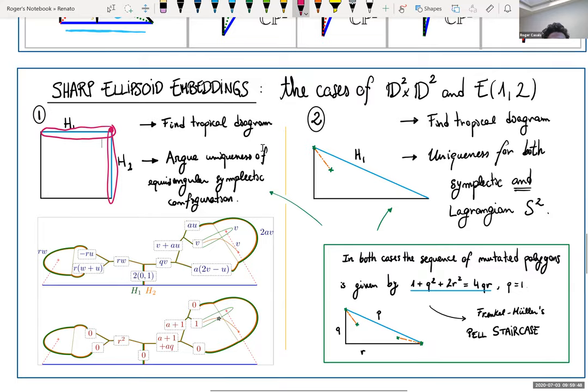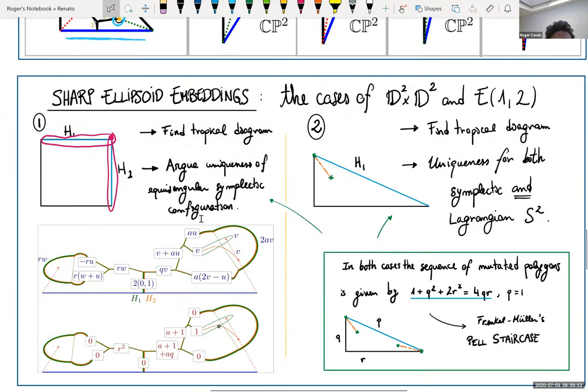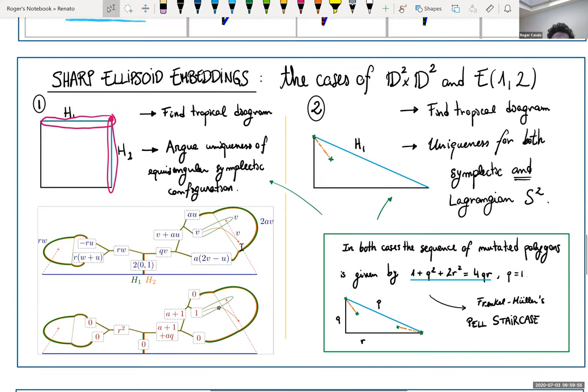And I agree with you that this was very pretty and beautiful in the case of CP2, but things get real serious already in the case of P1 times P1. This picture in here represents H1 and H2 in P1 times P1. So in general, you do have more and more complicated diagrams as you keep mutating. The uniqueness of those configurations is readily deduced from the uniqueness of a line in CP2 by blowing up once and then blowing down twice. So again, a problem that we can solve.